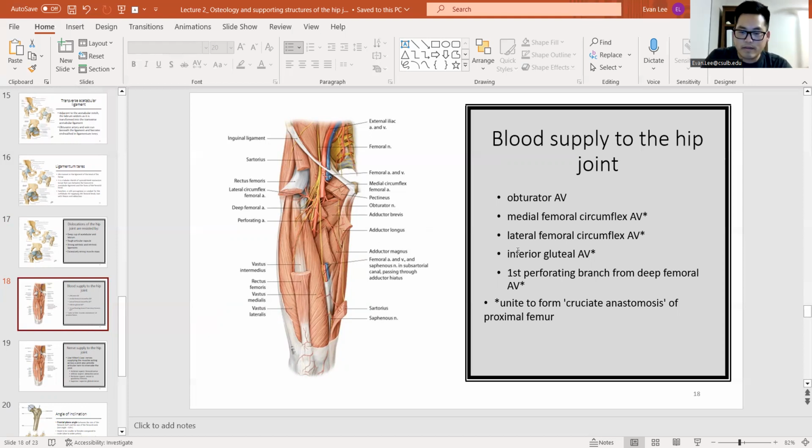And then the inferior gluteal artery and vein, which are on the back side of the hip, so we can't see that. And then a deep femoral artery and vein, like the profunda femoris artery and vein. That's another thing we'll talk about as well. And then there's also the cruciate anastomosis, which helps with the blood flow along the proximal femur. We can't really see it all, but it'll be there.